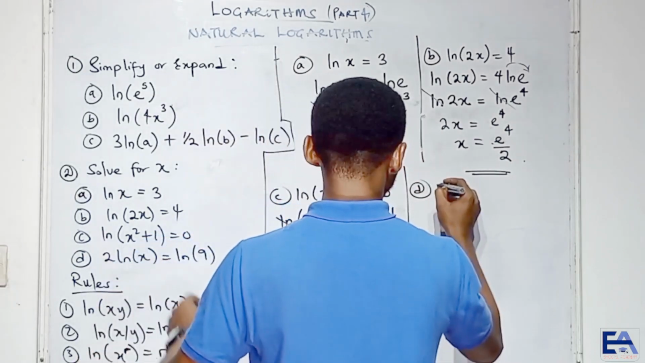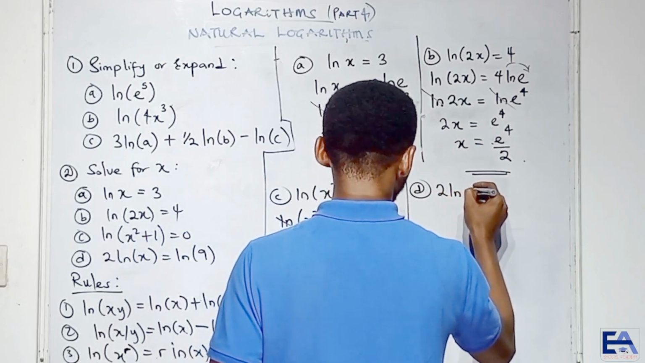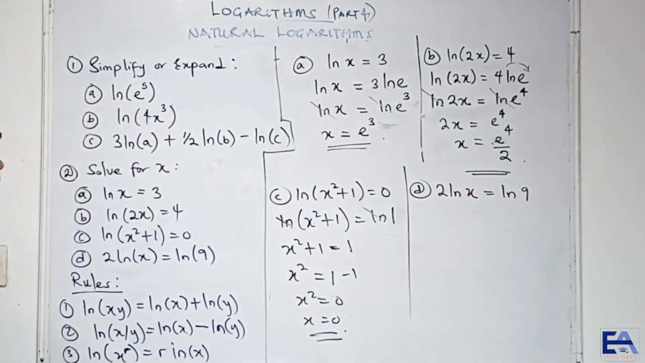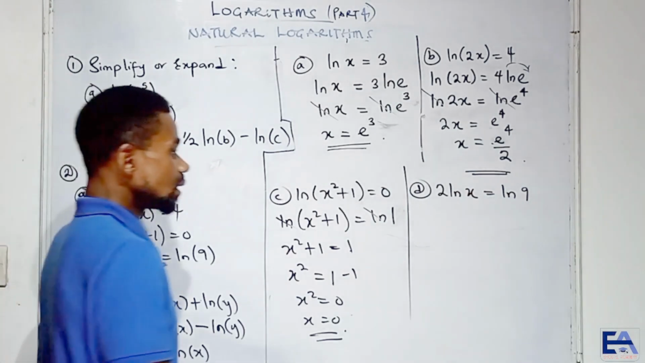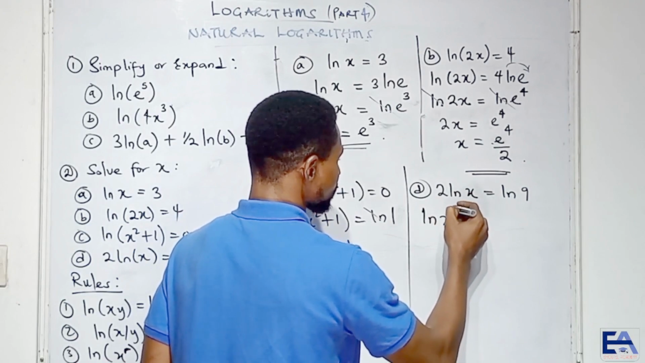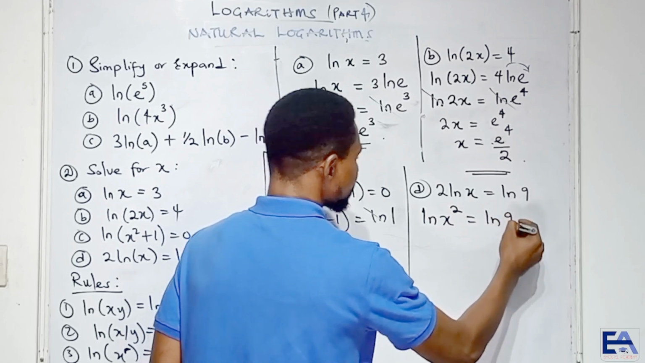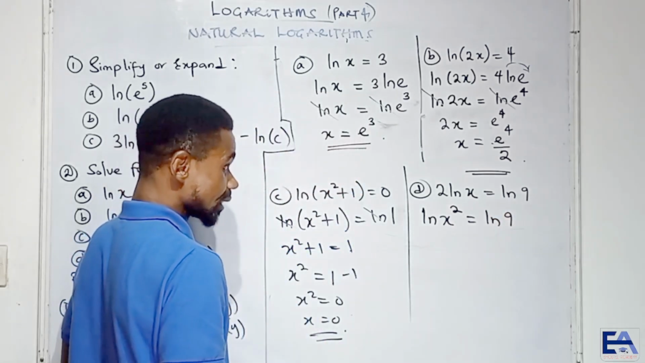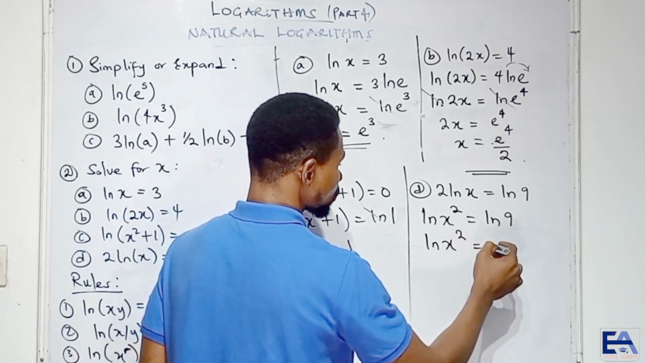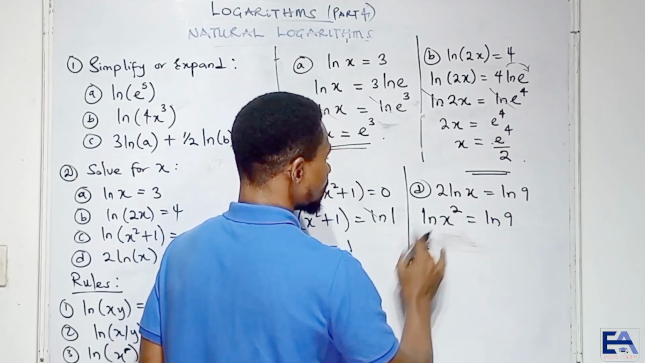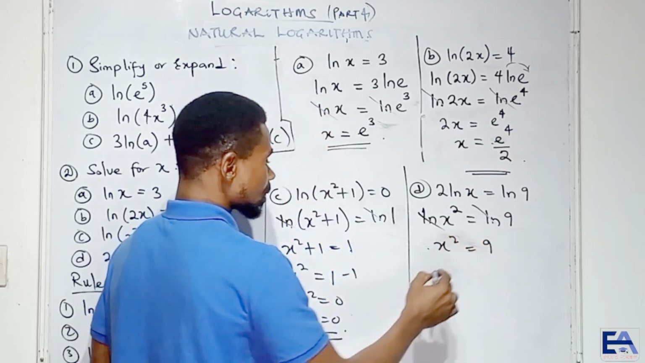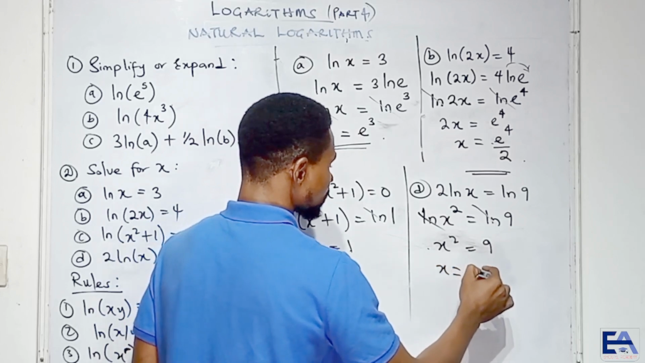The next one says 2 ln x is equal to ln 9. If 2 ln x is equal to ln 9, we have it that ln x raised to power 2 equals ln 9. If ln x raised to power 2 is ln 9, then ln can cancel out ln, so you have x squared is equal to 9. And then x is the square root of 9.